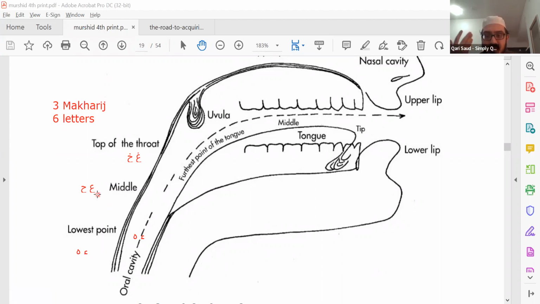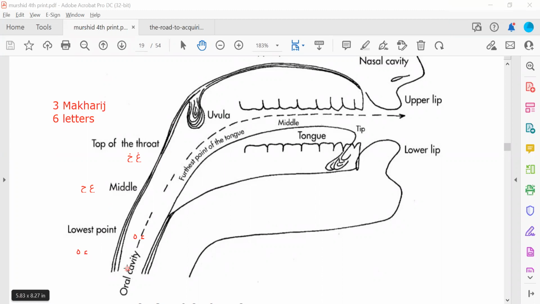Another common mistake here is some people pronounce it from the top of the throat, or the bottom of the throat, like I said, and they'll say عالمين عالمين, right? That's wrong. It should be from the middle. You can hear the difference. Ayn versus ayn, right? You're being lazy and saying ayn.